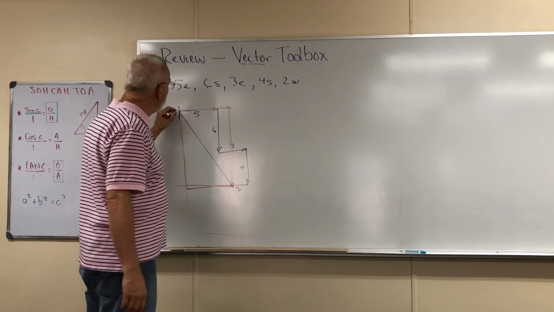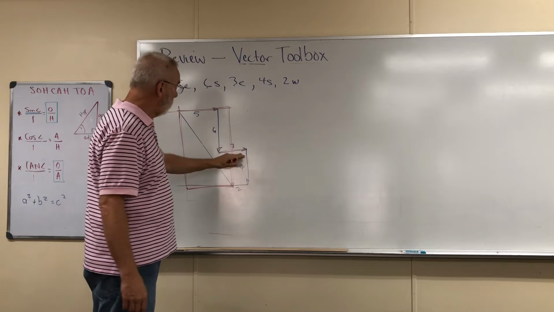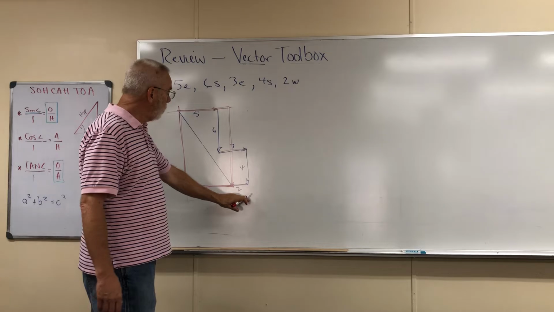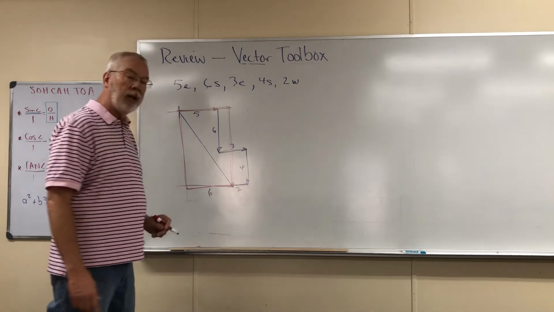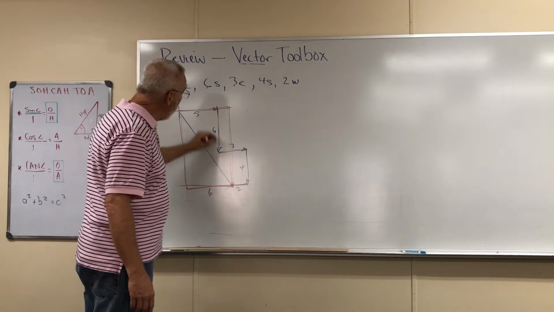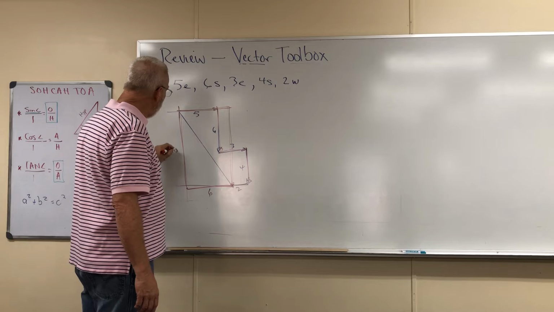And so I went to the right 5 and I went to the right 3, which is a total of 8, but I came back 2. 8 minus 2 would make this side right here 6. Does that make sense? And then we came down 6 and we came down 4, so that makes this side right here 10.